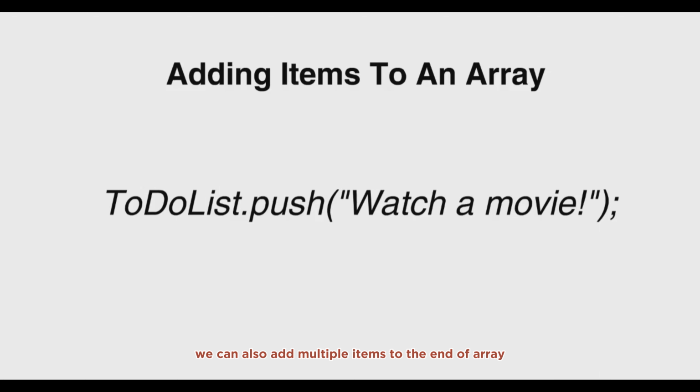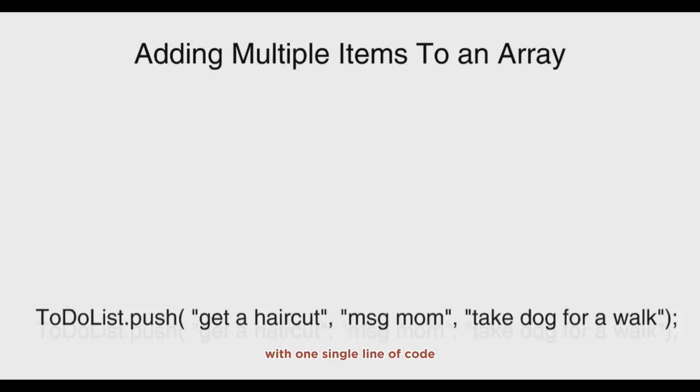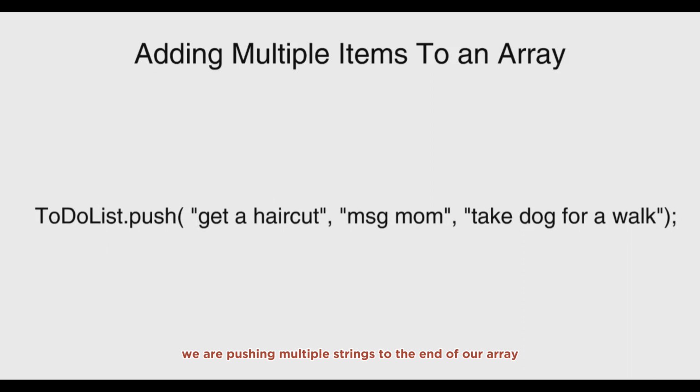Using the push method, we can also add multiple items to the end of our array with one single line of code. In this example here, we are pushing multiple strings to the end of our array. Using the push method is definitely the best and easiest way to add items to the end of an array.